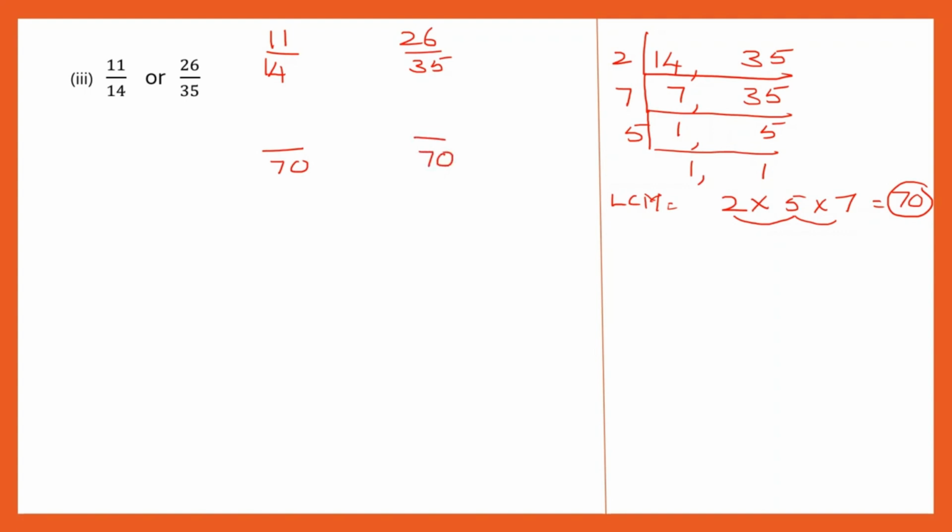Now 14 into 5 will give me 70. So let me multiply 11 also by 5. I get 55. Moving to the next fraction, 35 into 2 will give me 70. So I'm going to multiply 26 also by 2. 26 2s are 52. So I get 52 by 70 here.